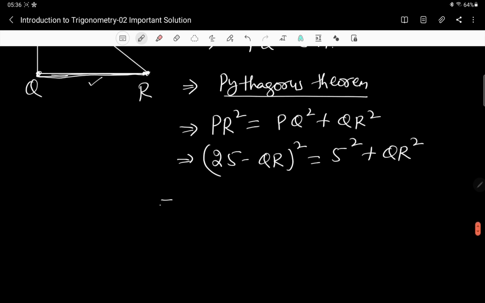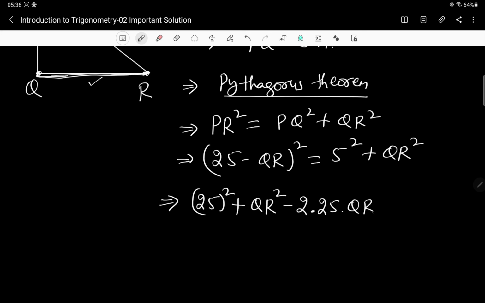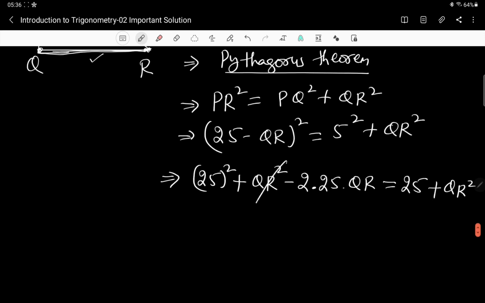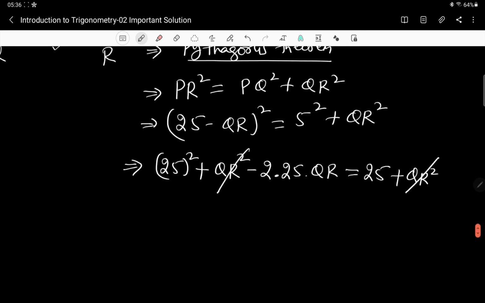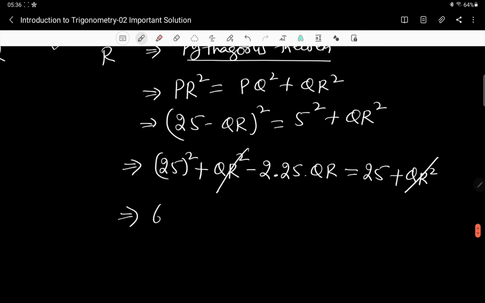All right, so (25 minus QR) whole square is of the form (A minus B) whole square. So it becomes A square plus B square minus 2AB, which is 2 into 25 into QR, and that is equal to 25 plus QR square. Here QR square and QR square get cancelled, and 25 square is 625, so 625 minus 50 QR is equal to 25.